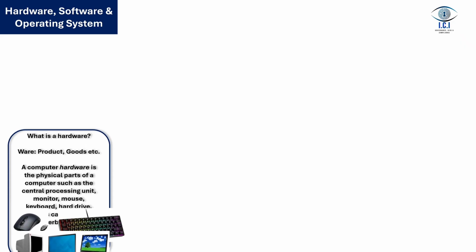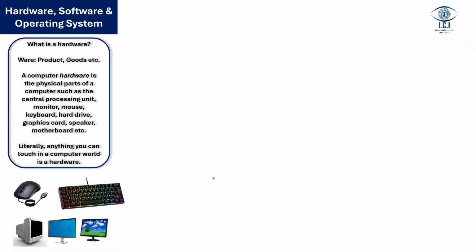Hardware, software, and operating system. Let's know their meaning. So what is a hardware? When we hear about ware, it means product or goods. So when you hear warehouse, it means a house where product or good is being kept. And now let's come back to what a computer hardware is.